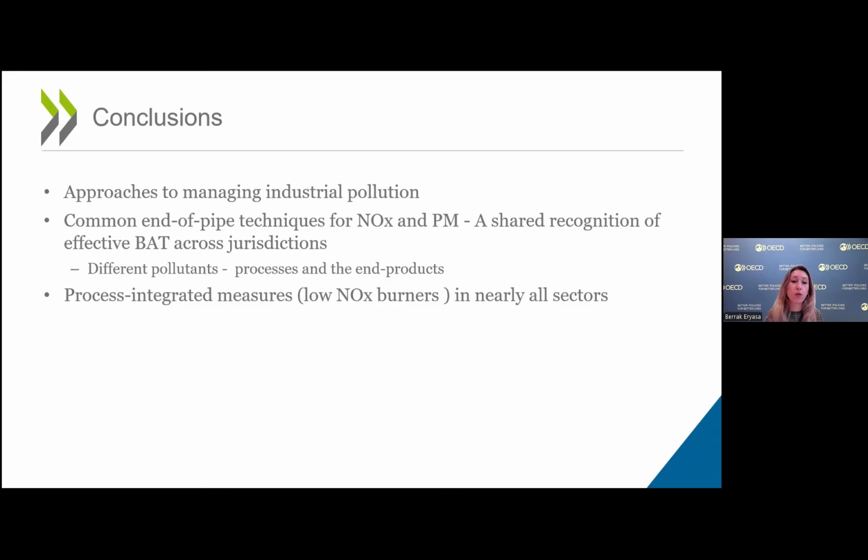And we've also noted that not only end-of-pipe techniques were employed, but process-integrated measures such as low NOx burners were also employed for nearly all of the sectors.